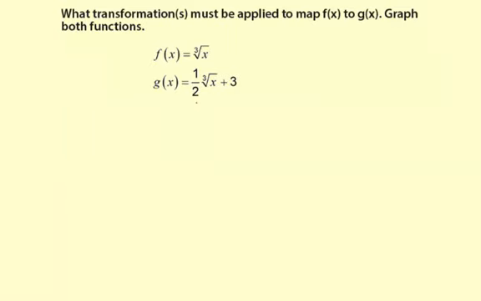So this 1/2, that is a vertical shrink by 1/2. And then this plus 3, that's outside the radical sign, so that means it's a vertical translation, and the translation is up 3, or 3 up.